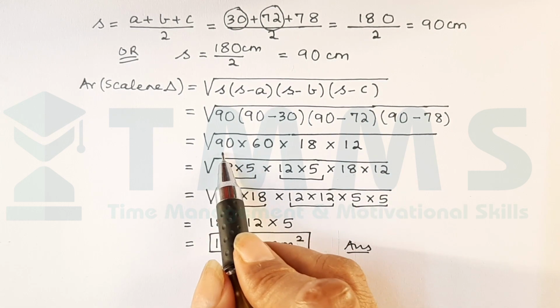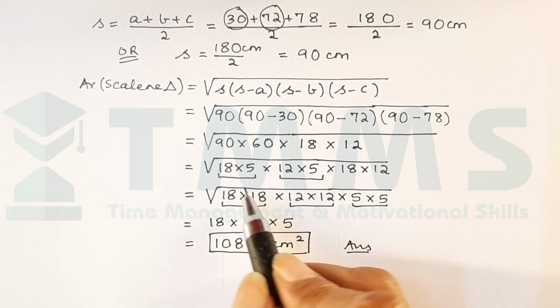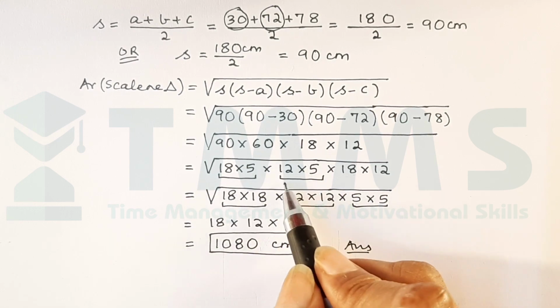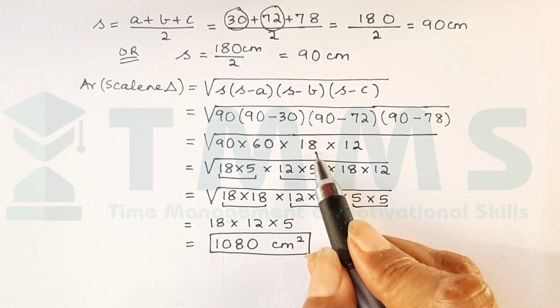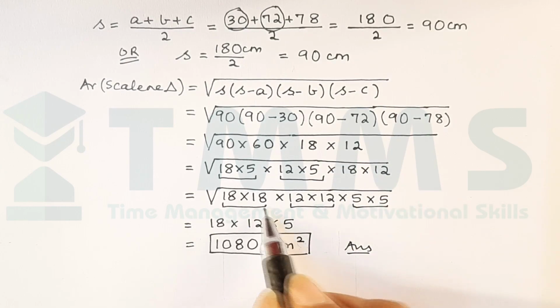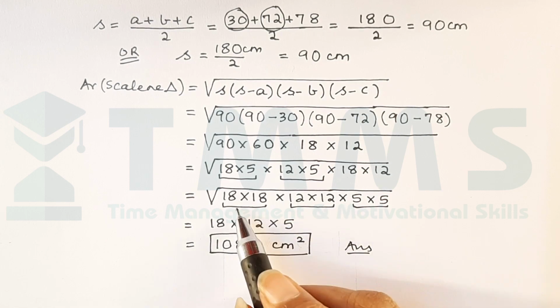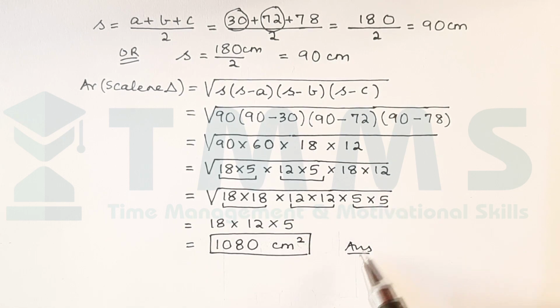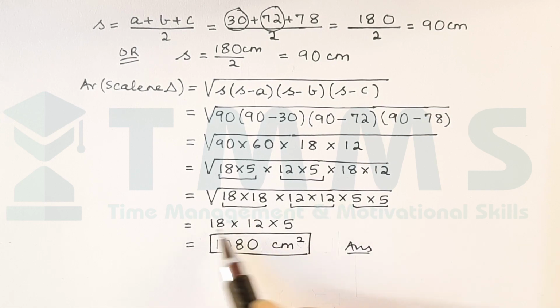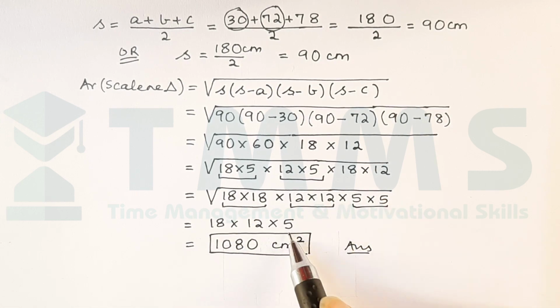So I saw here 18 into 5, 90. So I wrote 18 into 5. 60 was 12 into 5. So I wrote 12 into 5. And this I wrote as it is. Can you see? This is a good tip. All 12s and 18s and 5s we group together. And now when we find the square root, we will write 18, then 12 and 5.